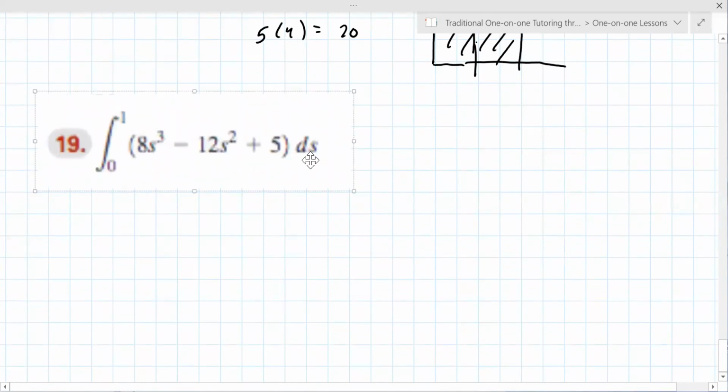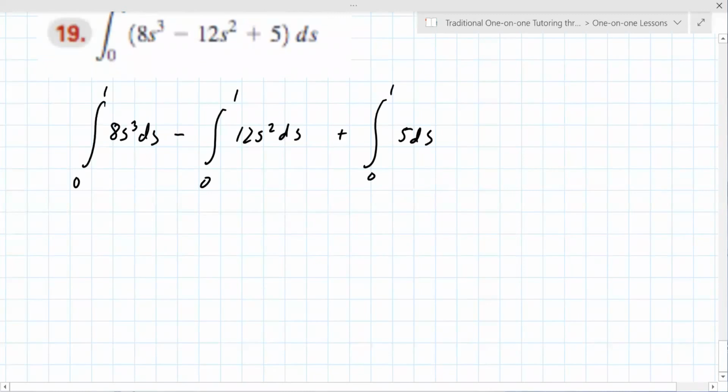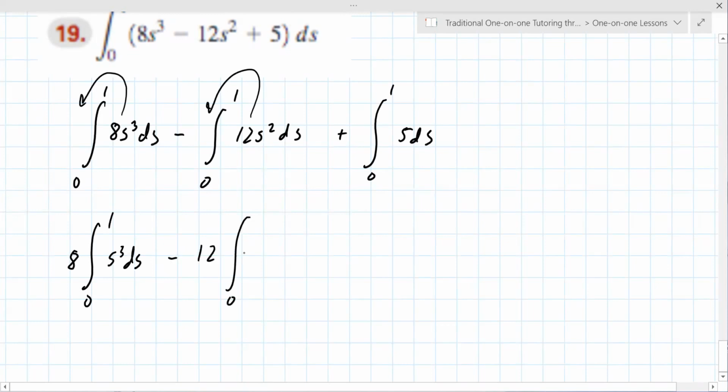All right, so the variable of integration can be anything, it doesn't have to be x. You can change it to x if you really don't like it. But this is 3 separate integrals. It's integral 0 to 1, 8s cubed ds, minus integral 0 to 1, 12s squared ds, plus integral 0 to 1, 5 ds. Okay. And then you can bring the numbers out if you want. 8 integral 0 to 1 s cubed ds, minus 12 integral 0 to 1 s squared ds, plus 5 times integral 0 to 1 ds.